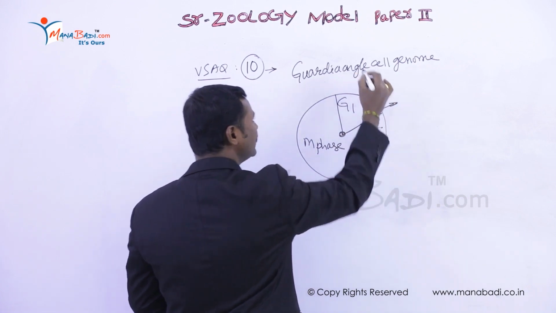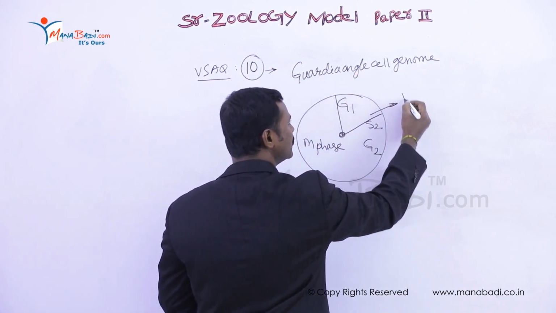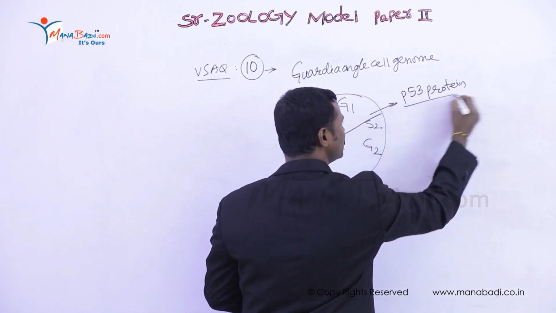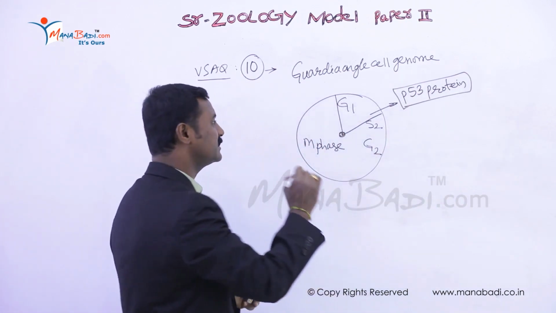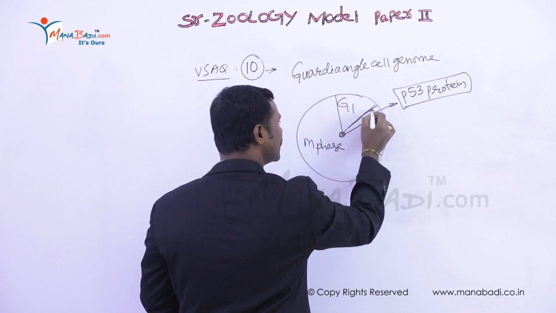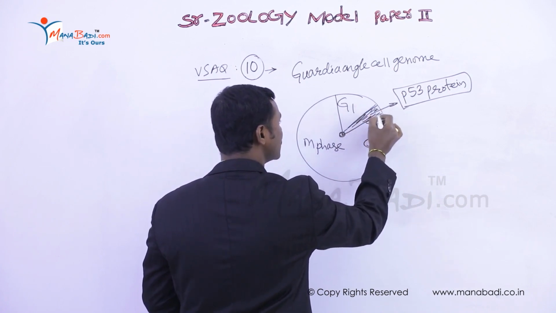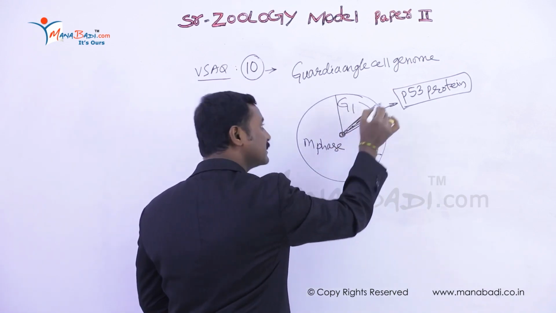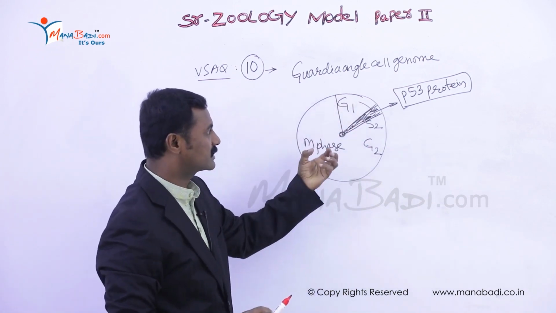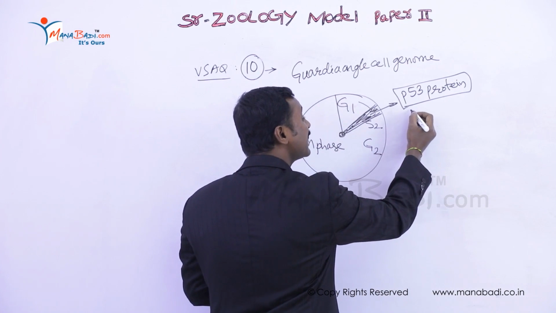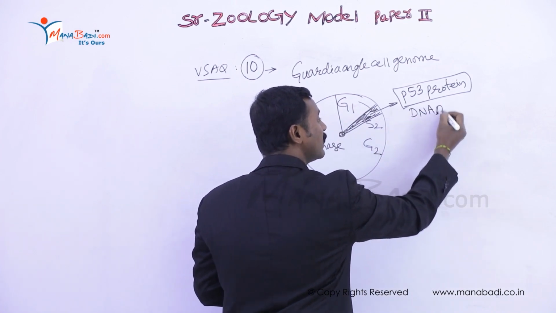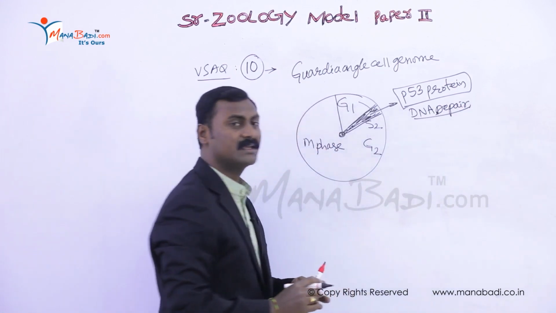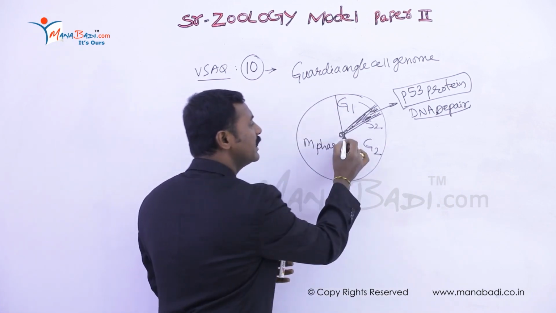Especially in the G1 stage, the guardian angel of the genome will work. This is called P53 protein. This P53 protein checks the ending stage, or the climax stage, of G1. When the G1 stage is going to end, P53 protein will work. Especially, is there any repair needed to DNA? If so, it repairs the DNA, so that the perfect DNA will pass to the next stage.